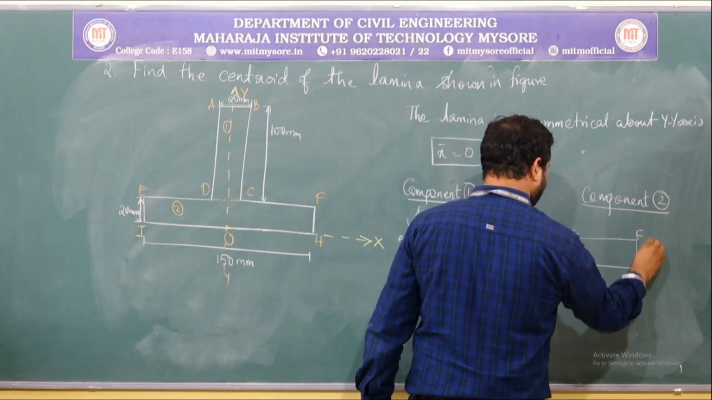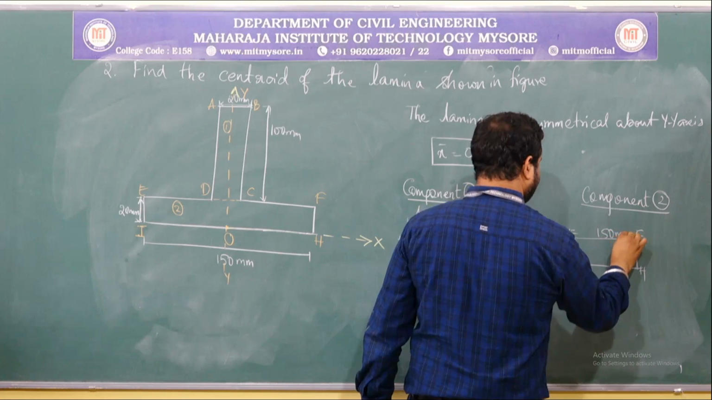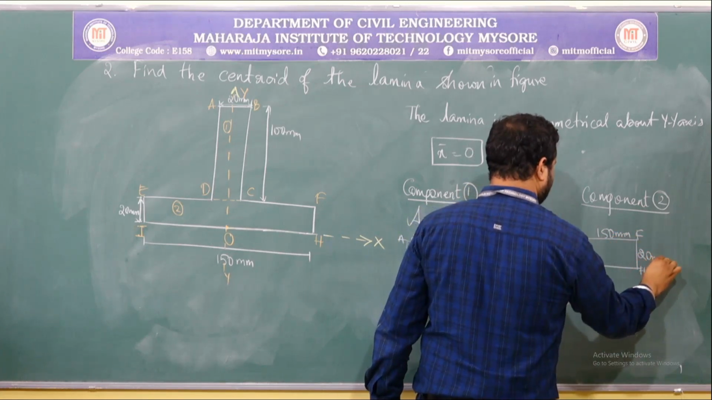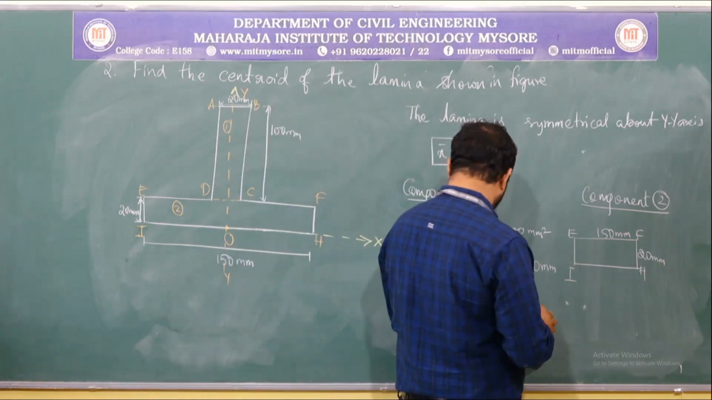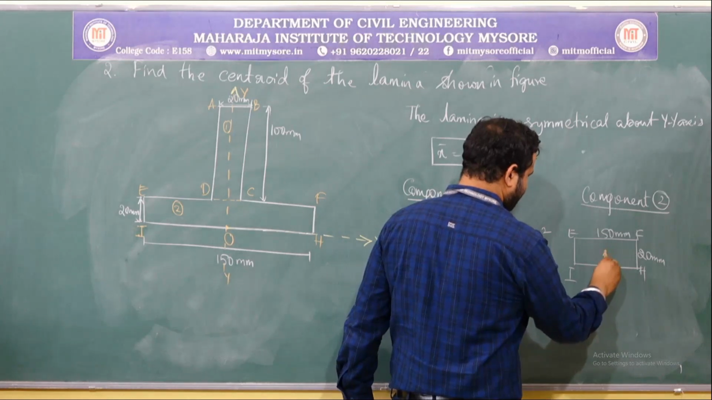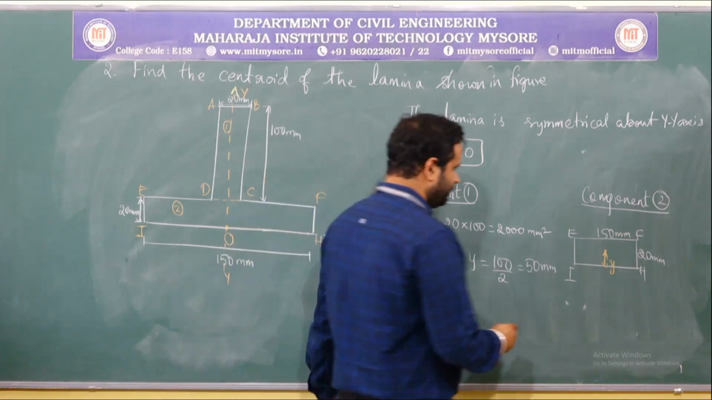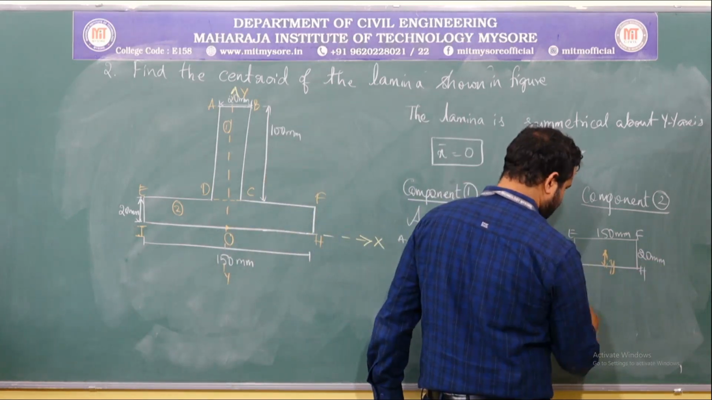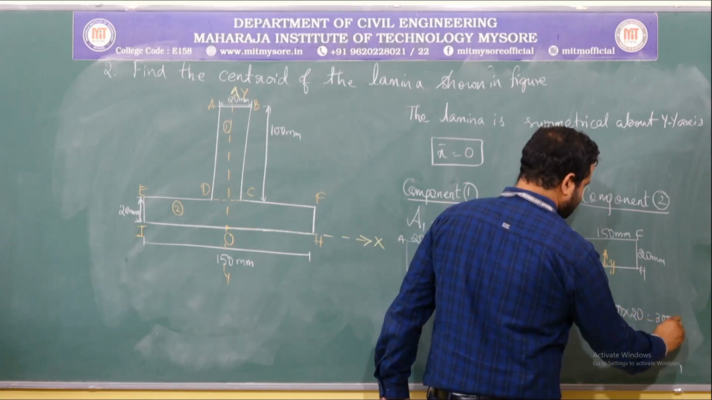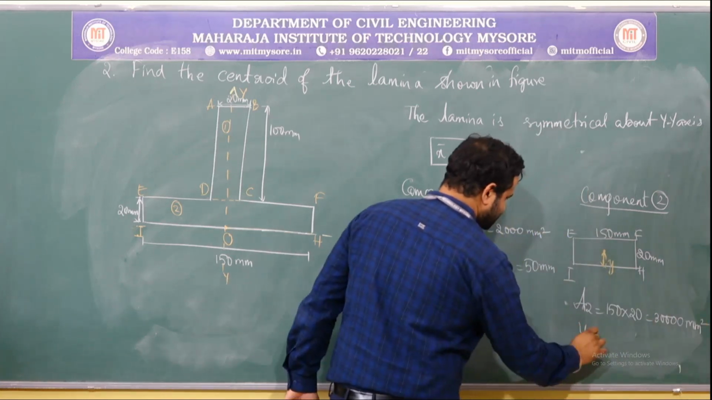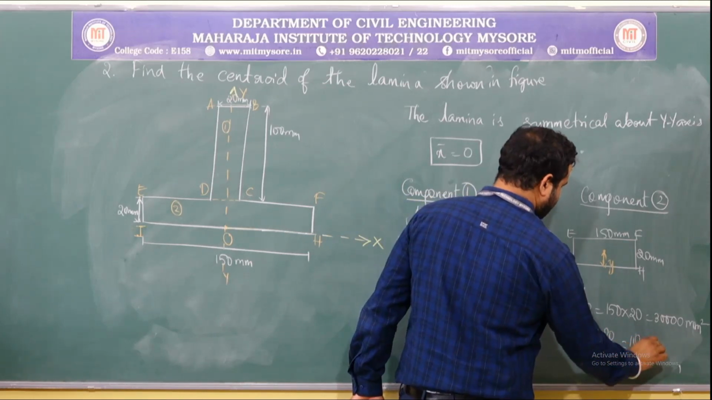E, F, H, I. This is 150 mm and this is 20 mm. As I said, do not write the x value because it is exactly lying in center, and the y value of this rectangular component is 20 by 2. So you can write A2 is equal to 150 into 20, which is 3000 mm square, and this y is equal to 20 by 2, which is equal to 10 mm.